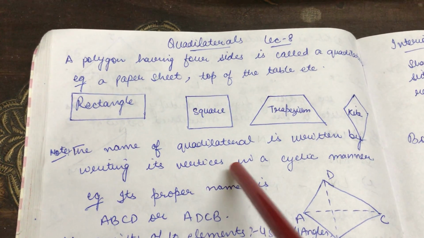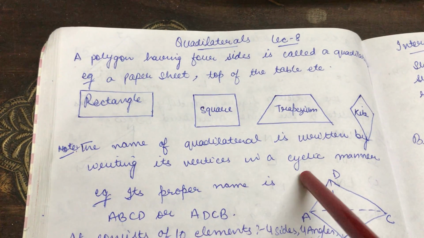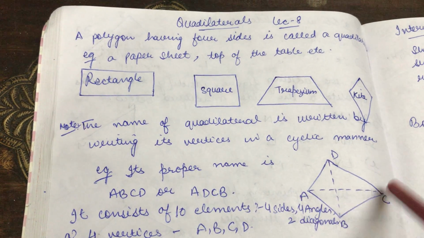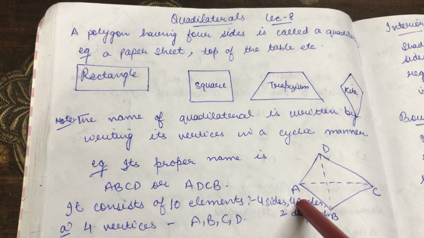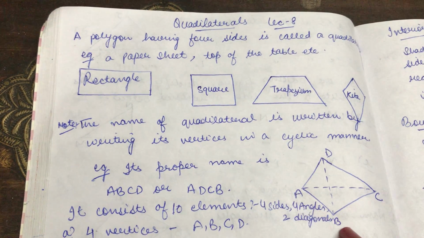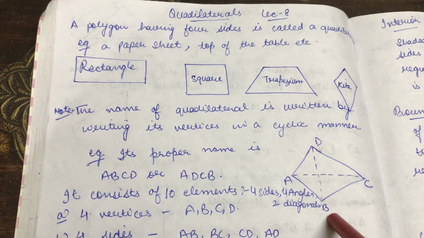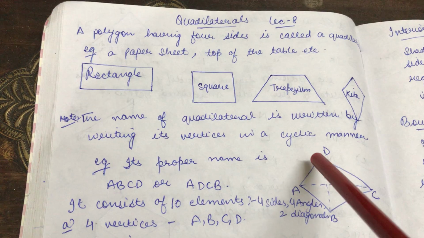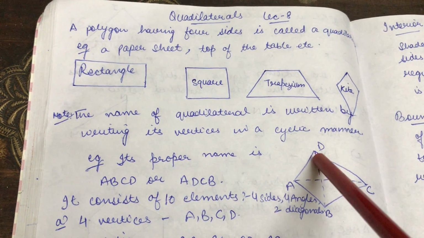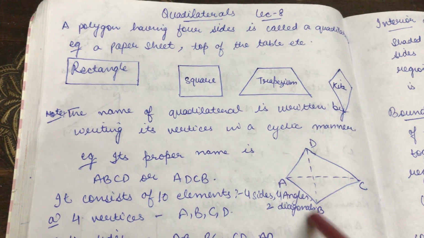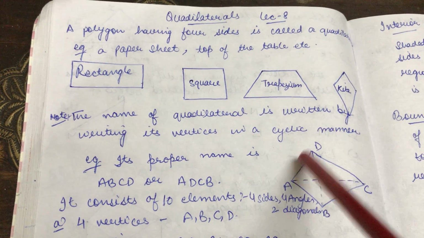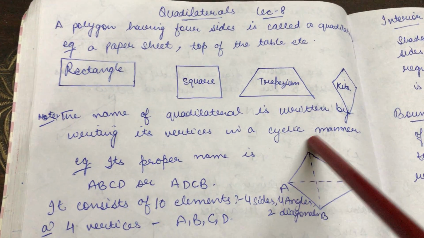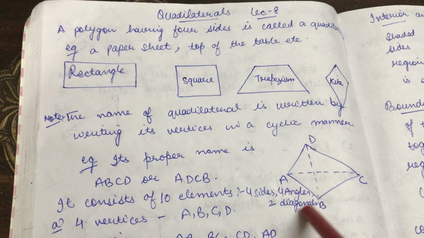One thing to note is the name of the quadrilateral is written by writing its vertices in a cyclic manner. What does it mean? It means, suppose I have the quadrilateral like this, then how should I write its name? I will always write the name in the cyclic order. Cyclic order means according to the alphabets, like A, B, C, D, or I can write it A, D, C, B. I cannot write its name A, C, B, D. Not like this. So always you have to move like this in the anti-clockwise direction, or you have to move like this in the clockwise direction.